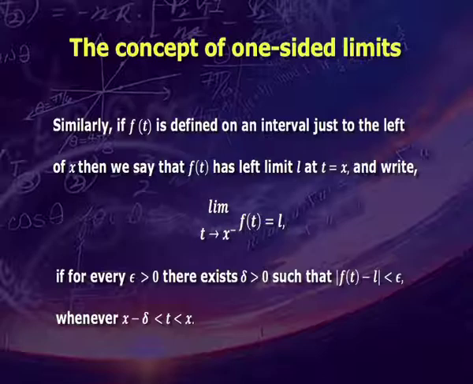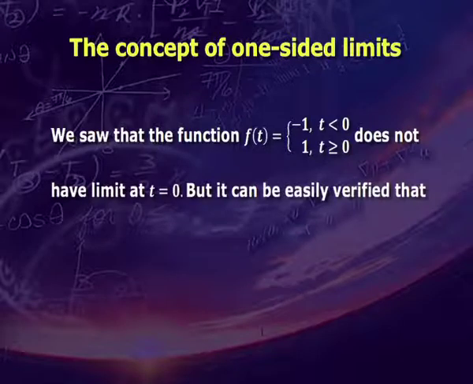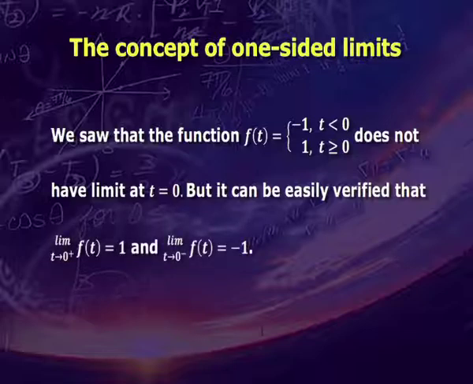We saw that the function f(t) equal to -1 when t is less than 0 and equal to 1 when t is greater than or equal to 0 does not have a limit at t equal to 0, but it can be easily verified that the limit of f(t) as t goes to 0+ is 1 and the limit of f(t) as t goes to 0- is -1.